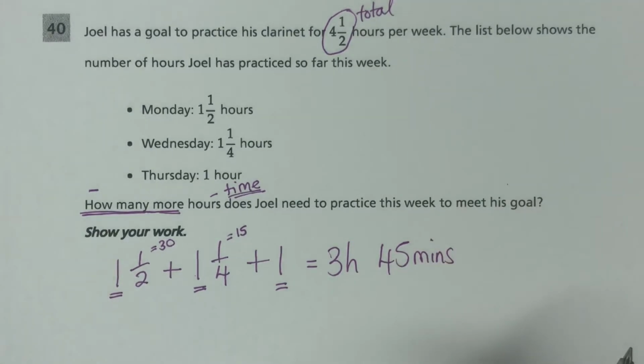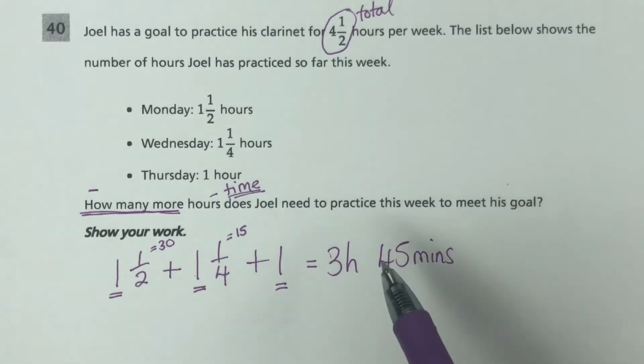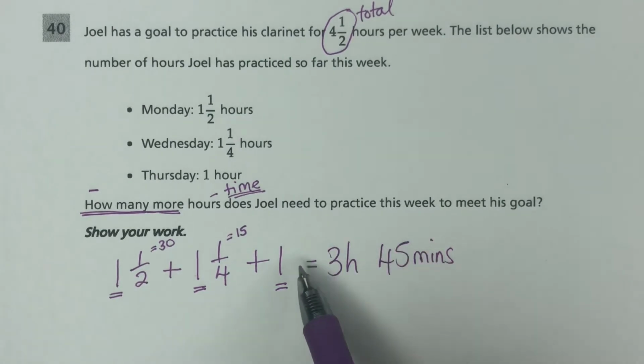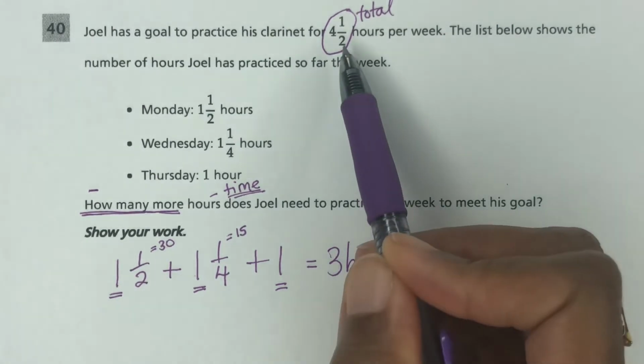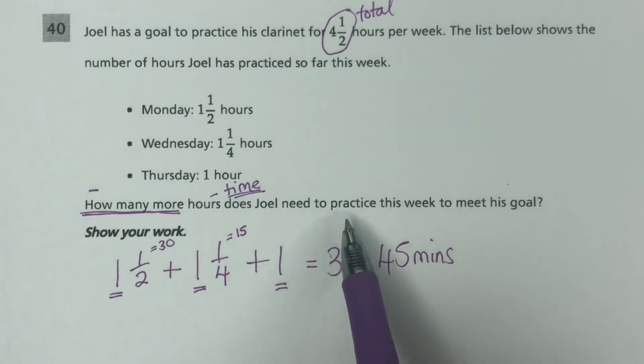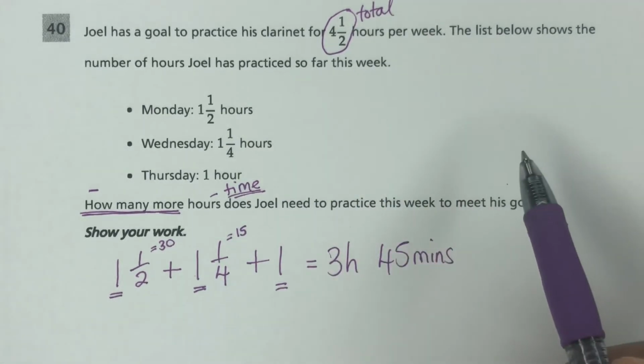So what's our next step then? The next step, like I said before, is to take the practice time that he did away from the total time to see how much more time he has left to practice for the week to meet his goal of 4.5, right?